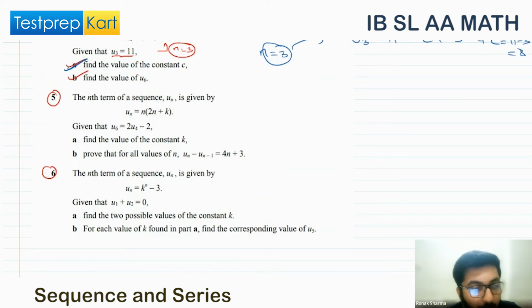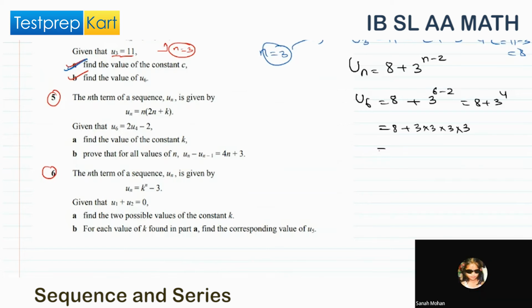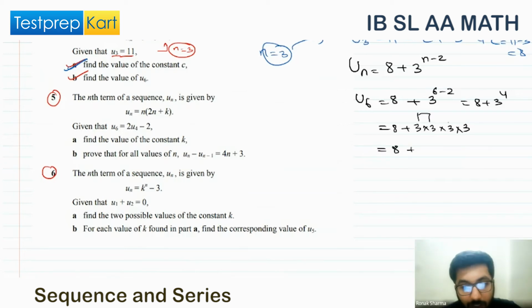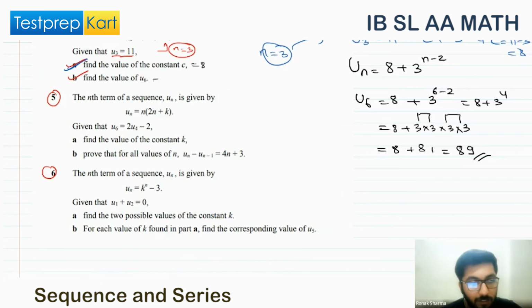So let us put it back there. So we'll have the formula of un to be 8 plus 3 power n minus 2. Now to calculate u6, we'll have 8 plus 3 power 6 minus 2, that is 8 plus 3 power 4. That means this will become 8 plus 3 into 3 into 3 into 3, 4 times. So 3 into 3 is 9, 3 into 3 is 9. So 9 into 9 is 81. 81 plus 8 is 89. Got it? Yeah. c is 8, u6 is 89.